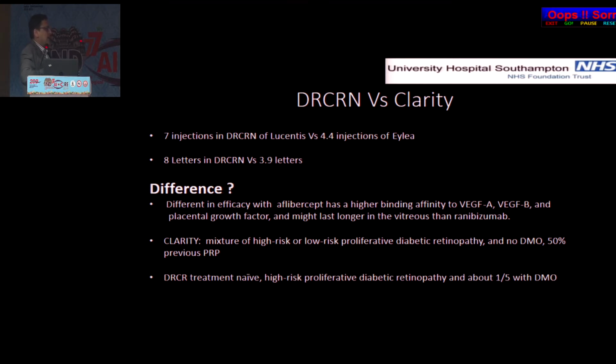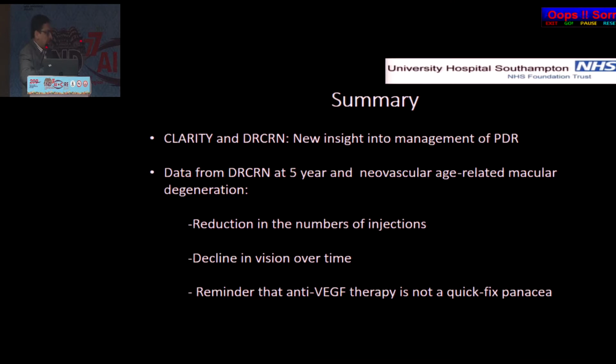And in the Clarity study, there was a mixture of high and low risk diabetic populations, but there was no DMO. And 50% of the people had already had some PRP before they were recruited. So that might explain why they needed fewer injections, but there was no macular edema, so the visual gain was slightly less compared to DRCR.net. In DRCR.net, there were high-risk populations, and about 1 in 5, or 20% of people, had DMO.